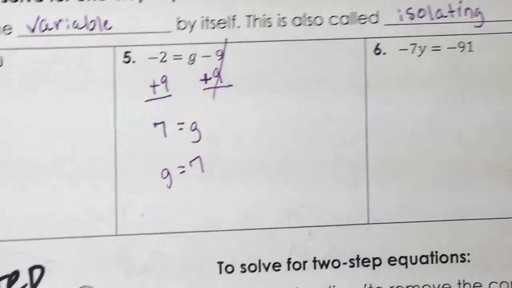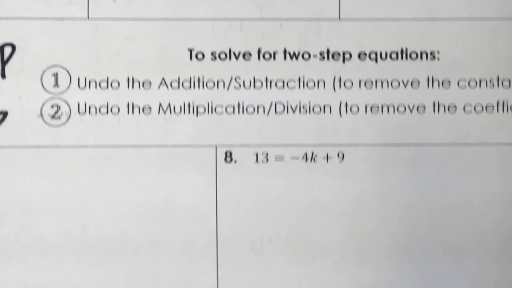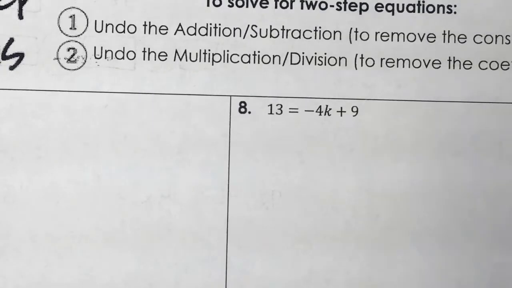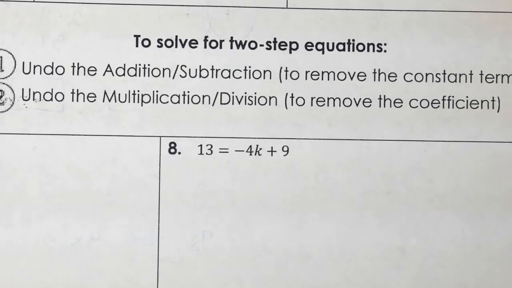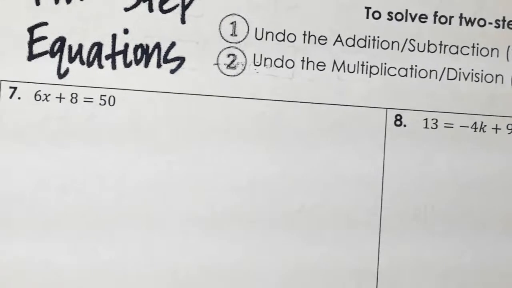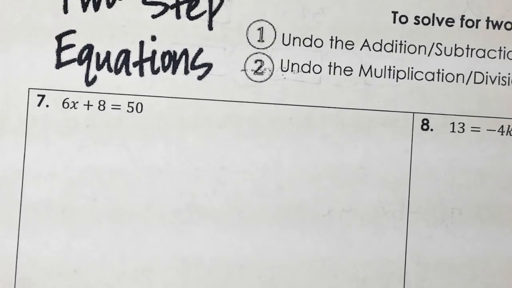One-step equations, that's child's play. Let's do the two-step stuff. Two-step equations. To solve two-step equations, undo addition and subtraction first to remove the constant, and then undo the multiplication and division to remove the coefficient. The coefficient, remember, that's the number that's in front of the variable. So you want to work backwards. It's kind of reverse of PEMDAS.